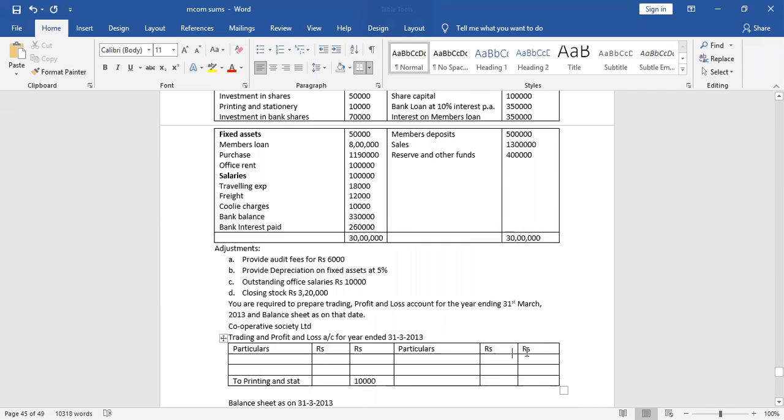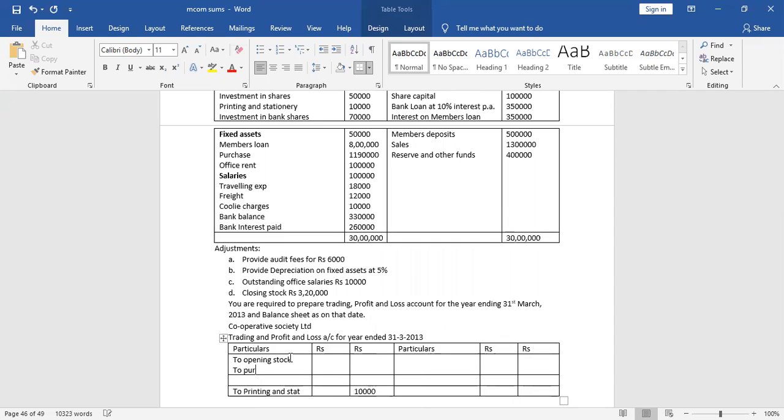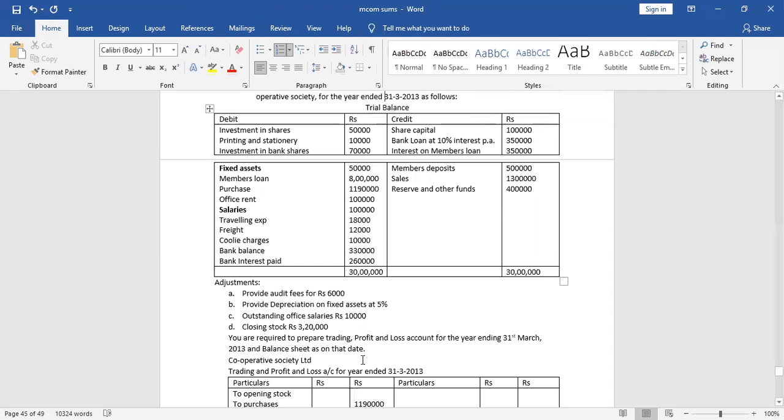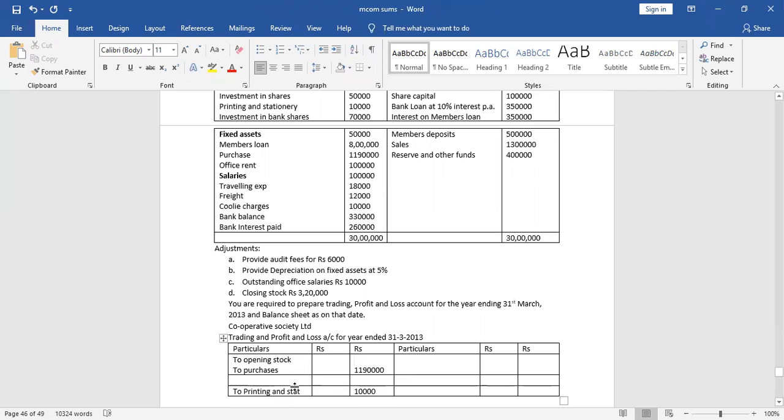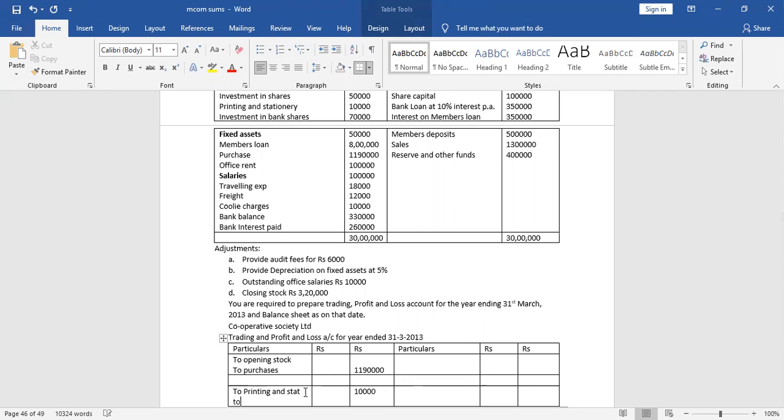Now what we have? Purchase 11,90,000. So after opening stock, to opening stock, we will write purchases. I don't know the amount now, so I will leave it blank. To purchases 11,90,000. Then we have office rent. So I will write in the P&L account to office rent. To office rent, what is the amount? 1 lakh. The amount is 1 lakh.